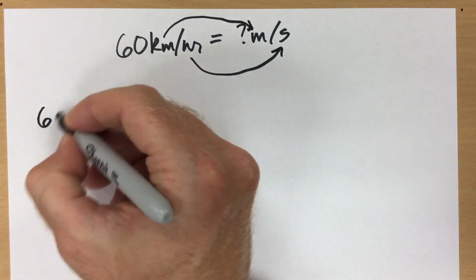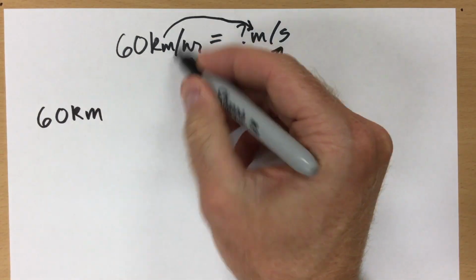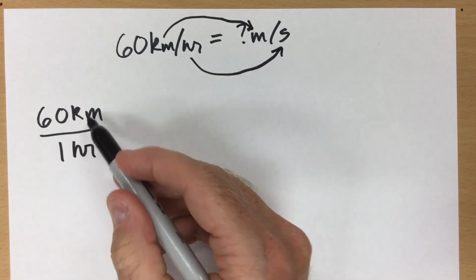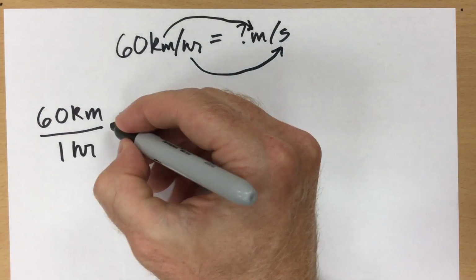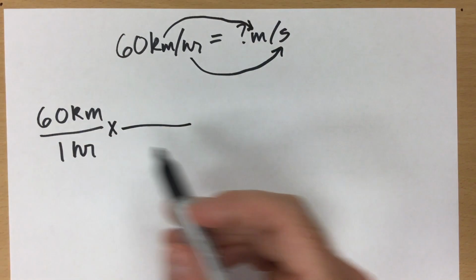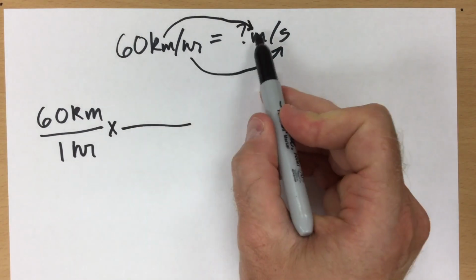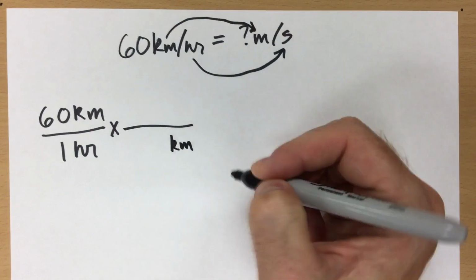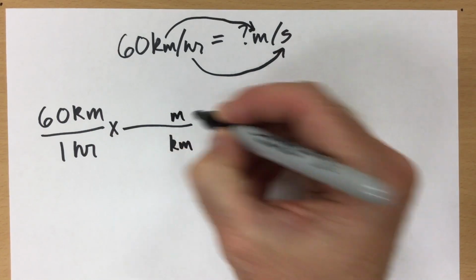Now, in doing this, I've got to do a double problem, basically. So let's start off by putting our 60 kilometers per, which means divided by, 1 hour. Basically means every hour I'm going 60 kilometers. So now I'm going to write times. Let's just focus on that kilometer part. Let's get the kilometers and turn it into meters. I want to get rid of kilometers, so I'm going to put kilometers on the bottom. I want to turn it into meters. I'm going to put meters on the top.